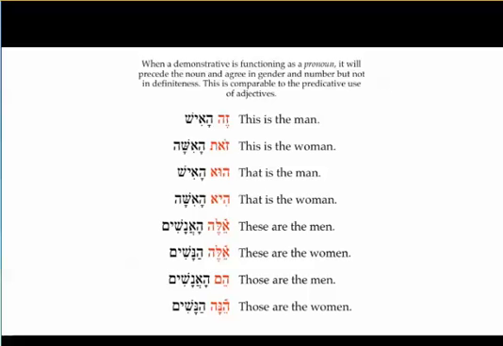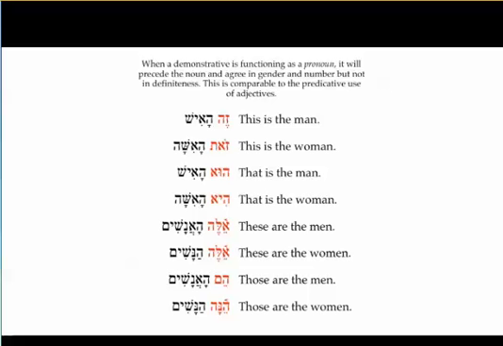Let's look at the second example. Zot ha'isha. This was the woman. Again, the demonstrative appears first, not second. It's feminine singular. The noun follows. It's also feminine singular, but definite. They agree in gender and number, but not definiteness. This identifies the demonstrative as a pronoun, and we translate it not "this the woman," but this is or was the woman.